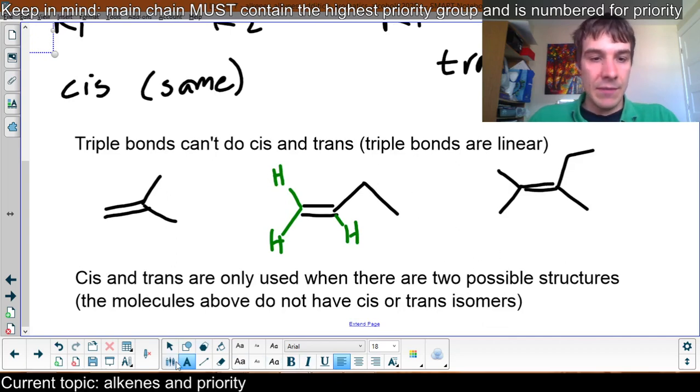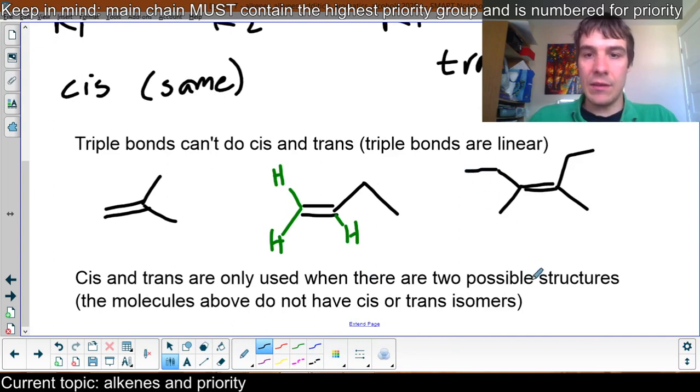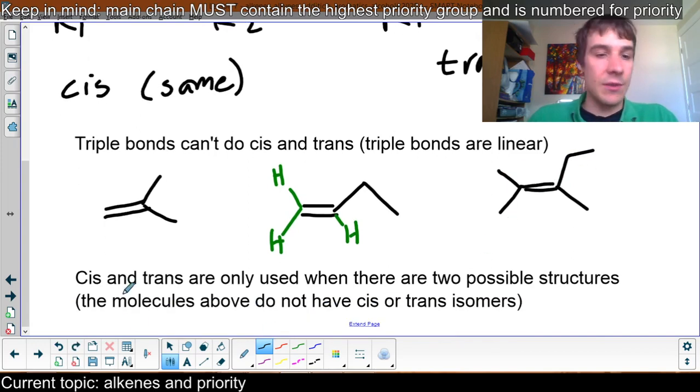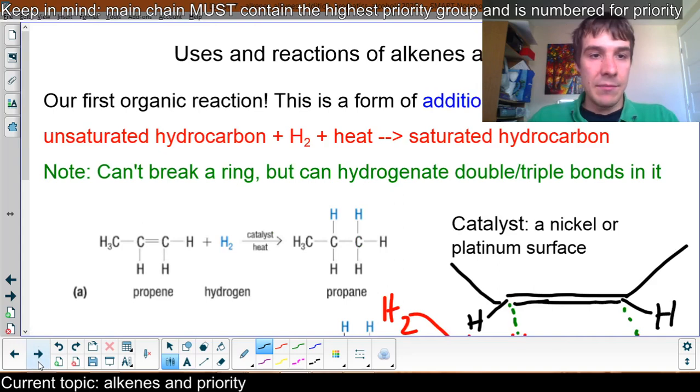If this one had an extra group, if it was like that, this would then become a cis alkene, because the longest carbon chain makes a C like that. That's another way to think about it, C for cis. But that is not cis or trans. We can't assign a cis or trans nature to it. Yeah, so that's alkenes and priority.